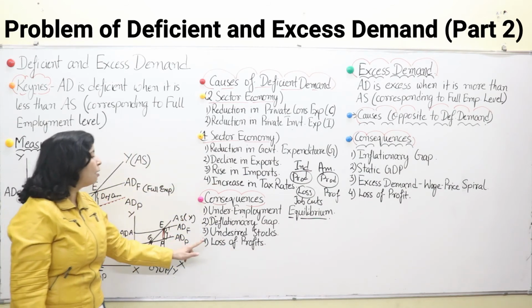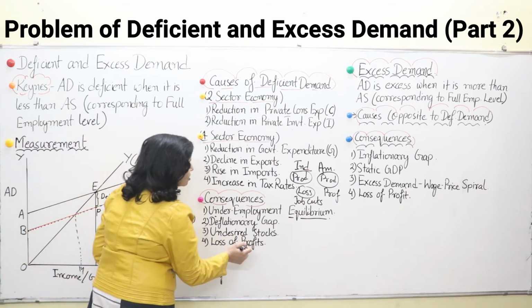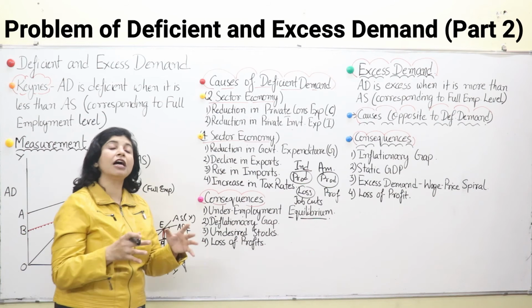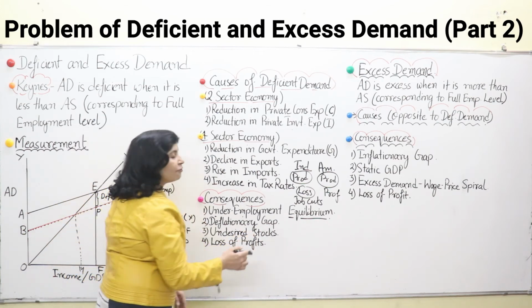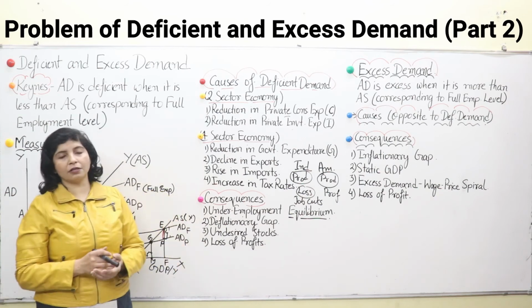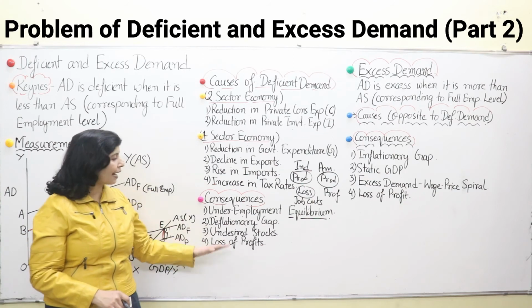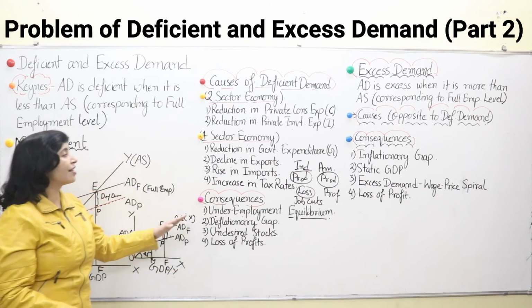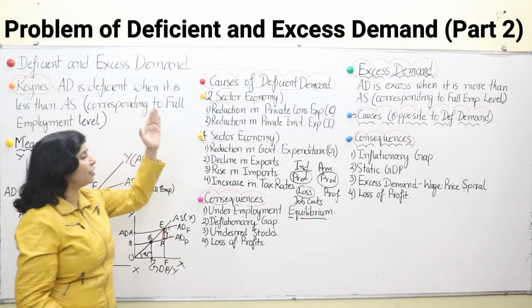And the next point is loss of profits. When he develops stock of commodities, stock is the amount of commodity that is left unsold with the producer. If a lot of his commodity is left unsold, what will happen? He will incur losses, and again there will be job cuts in the economy. So there are a lot of job cuts and a lot of losses owing to deficient demand.